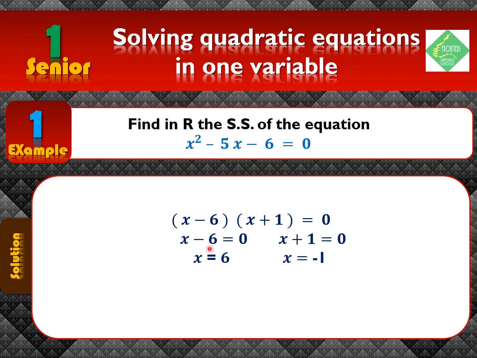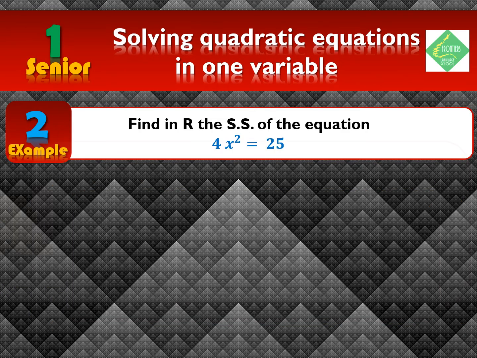So here I have to convert negative 6 to the right hand side, x equals 6 from here, and here x plus 1 equals 0. Convert positive 1 to the right hand side with the opposite sign, which is negative 1. So I have two solutions, x equals 6 and x equals negative 1. So the solution set equals 6 and negative 1.